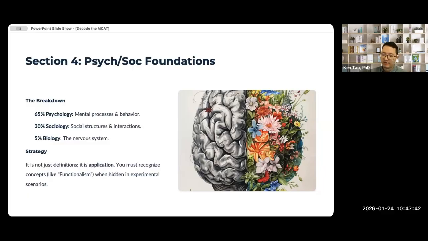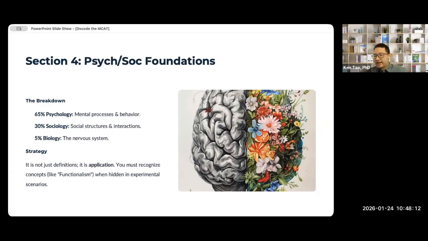So these passages will describe some kind of scenario, and then they're going to ask you about those scenarios. So they might say, like, hey, this phenomenon that occurred in the passage, this is an example of what? So in those cases, recognize that they're not simply asking you for definitions, they're asking you to be able to apply concepts.